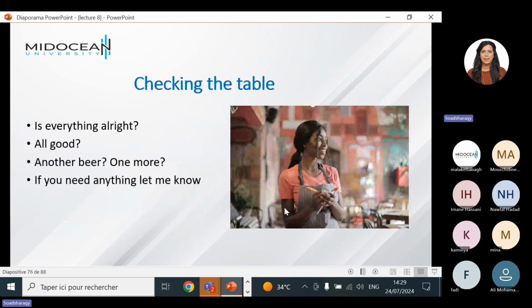Checking the table now. Is everything all right? Here, the waiter or the waitress checks the table. All good. Another beer, one more. If you need anything, let me know.